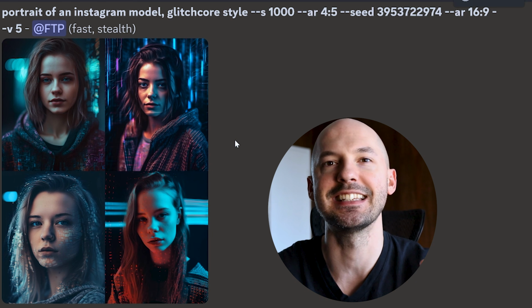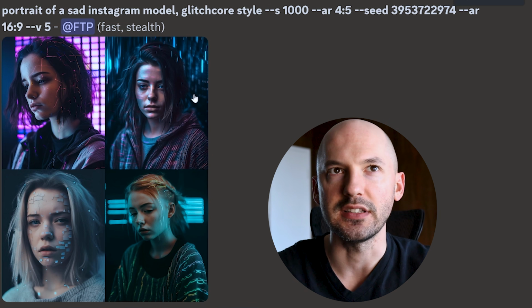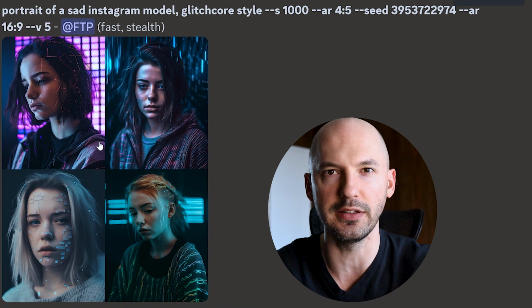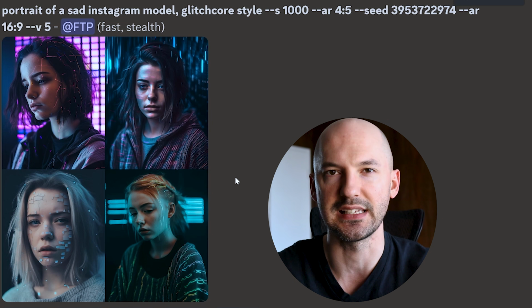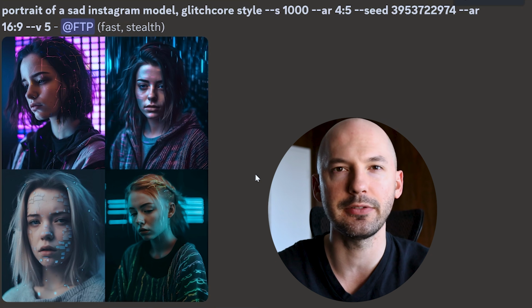Great, working as intended. I don't think this is an exact science, but finding consistency depends on how much you change your prompt. Here's the same prompt, but I included the word sad. Seed number, same as before. Now, what do you notice? 2 of these girls are from the previous generation. Not all of them though. 2 and 3 were the same. Here they are. There she is, there she is. Number 1 and number 4 are different.